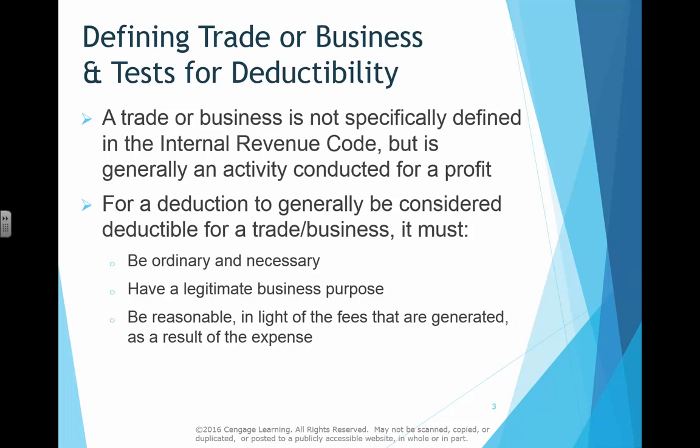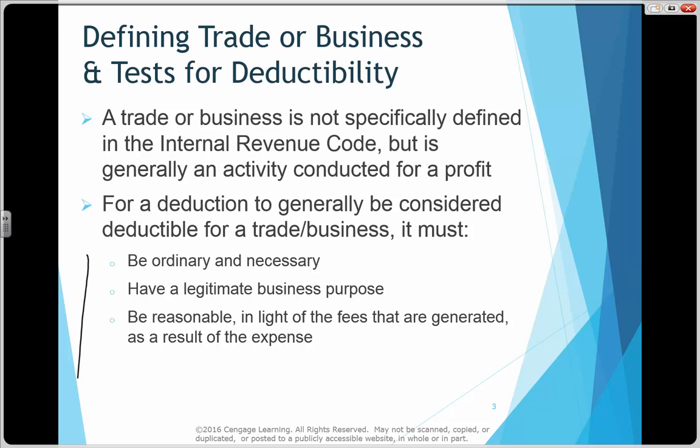Well, down here on the 2nd bullet, for a deduction to be considered deductible for a trade or business, it must qualify in all 3 of these ways. It must be ordinary and necessary. It must have a legitimate business purpose. And this is different from a hobby. In those examples I just gave you, the quilter and the interior designer and the photographer, they're not really engaged in a business. They're engaged in a hobby. And lastly, whatever expenses you're trying to write off, it's got to be reasonable.